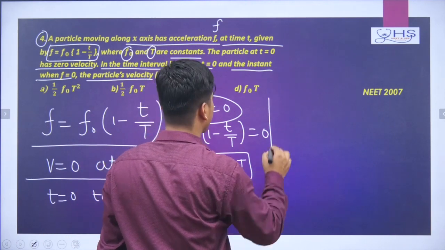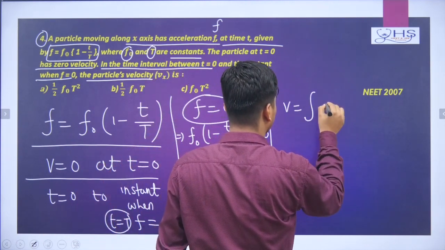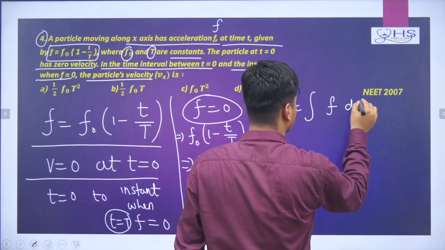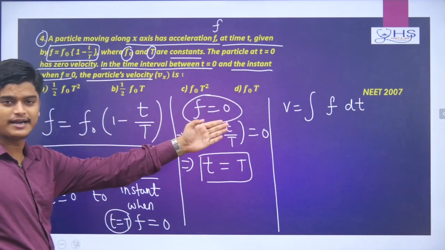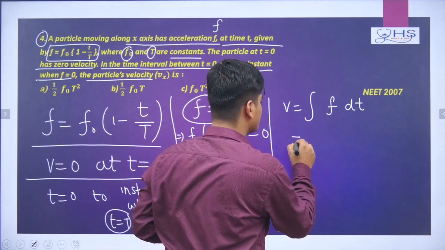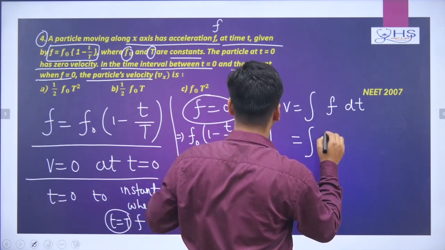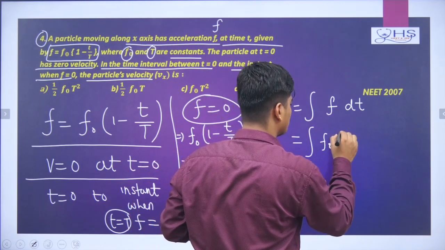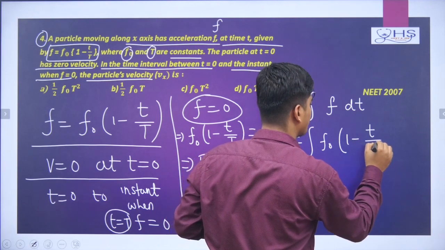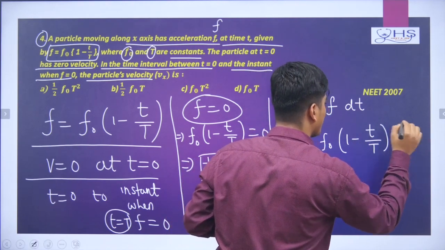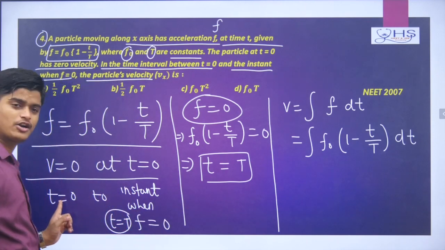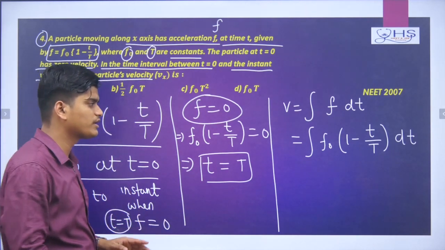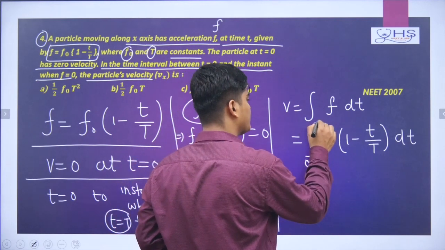Okay, now see here, how do we find velocity? That is nothing but the integration of acceleration. The acceleration symbol here is f, so I am writing integral of f dt. Now f is f naught times 1 minus small t by capital T, dt. And we can also take limits here. The limits are given by the interval: t equal to 0 to t equal to capital T. So you can put the limits 0 to capital T.